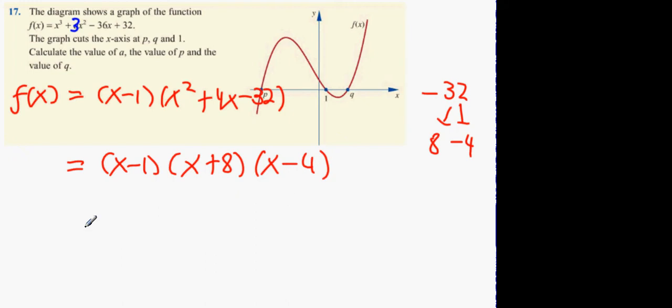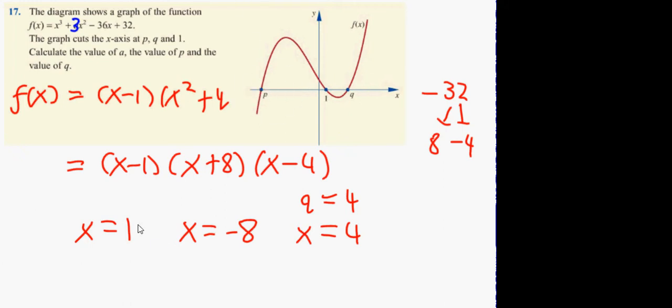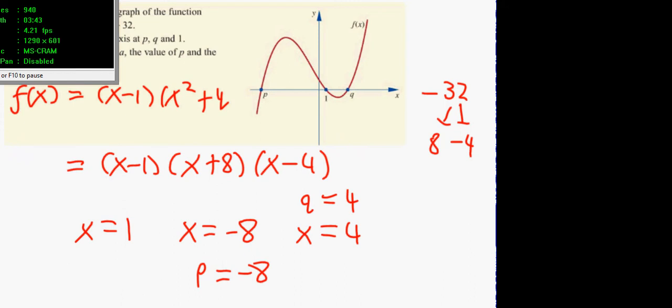The three roots are x equals 1, x equals minus 8, x equals 4. Q is x equals 4, so Q is 4 because it's the one that's positive and bigger than 1. And P, which is in here, is going to be minus 8. Okay, it fits the graph.